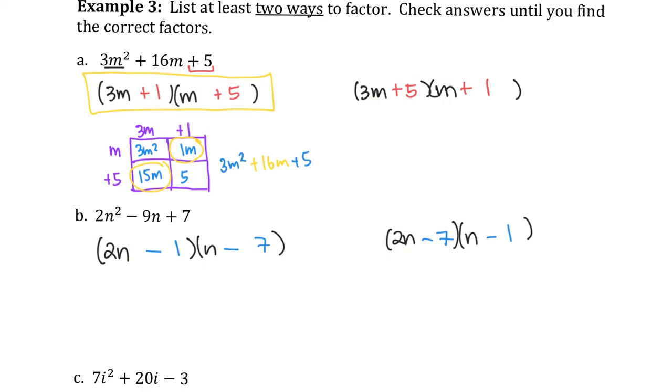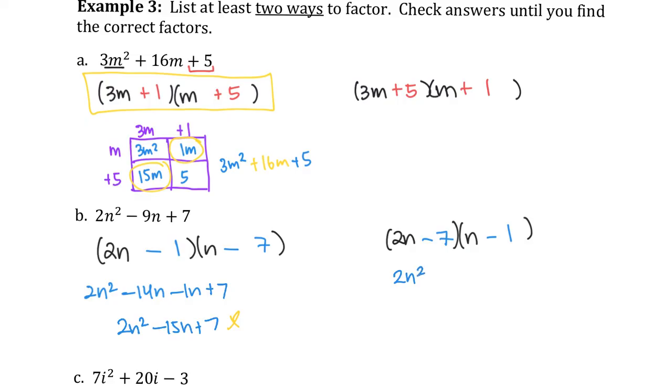So 2n to the second, 2n times 7, minus 14n, minus 1n, minus 1 times minus 7, plus 7. Is that right? No, it's not. It needs a 9. Okay, let's try the next one. Hopefully it's right.